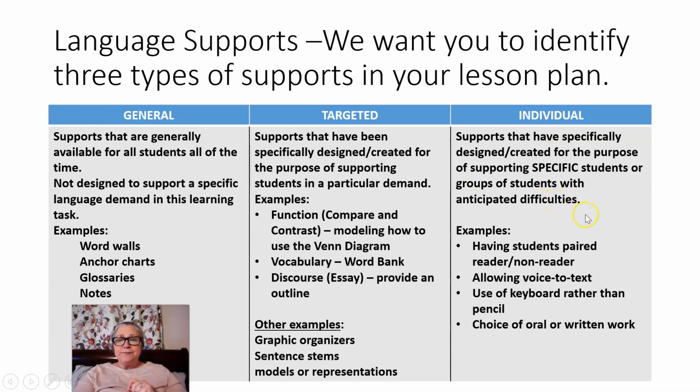Individual supports are where you anticipate that specific students or groups of students are going to have difficulties on certain parts. You maybe have students who aren't very good readers or maybe aren't very good at writing. In some way, they struggle with receptive language or expressive language, and so you can offer those students support. These do not have to be students, again, that have IEPs or 504s. Just from your observation and knowing your learners, who might struggle with this product.